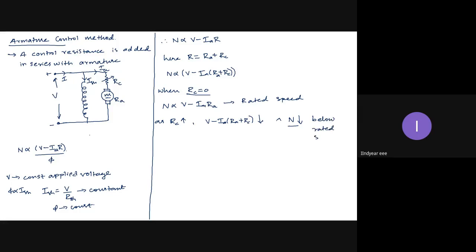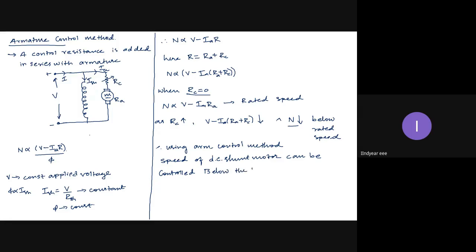Okay, so therefore, using armature control method, speed of DC shunt motor can be controlled below the rated value, below the rated speed.